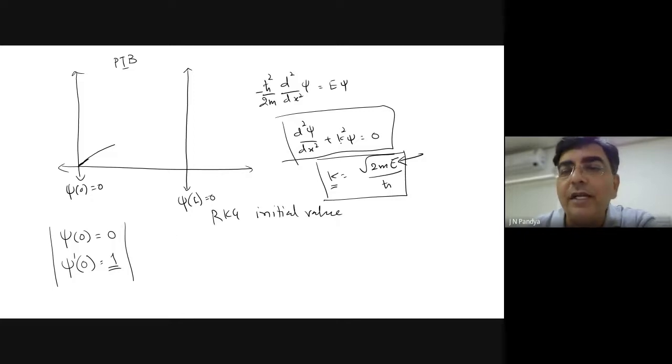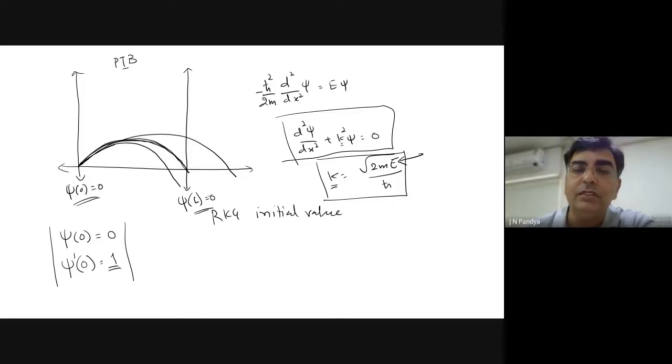Now I am choosing a particular value of k. For one particular value of k, I will be getting it this way. For the other value of k, I'll be getting it this way. So only for a particular value of k, I will be exactly falling here. So only a particular value of k is going to give me a valid wave function which satisfies both the boundary value conditions.